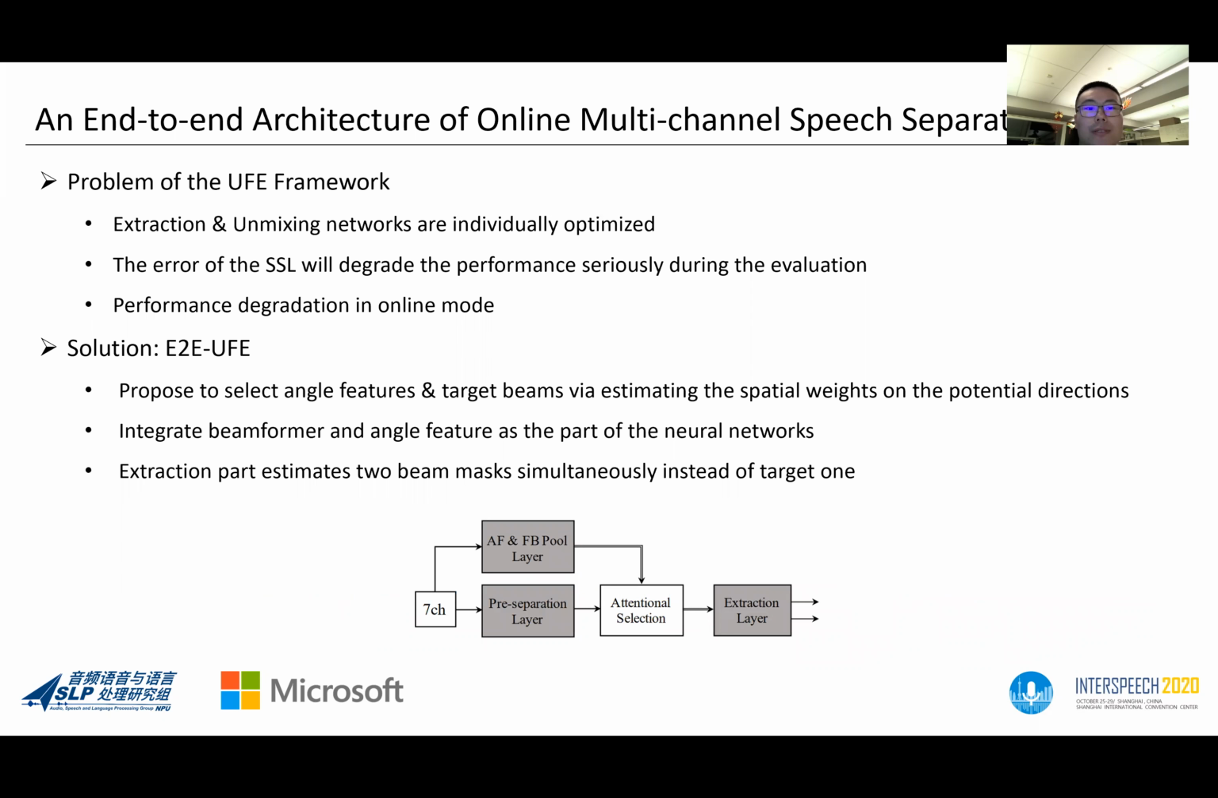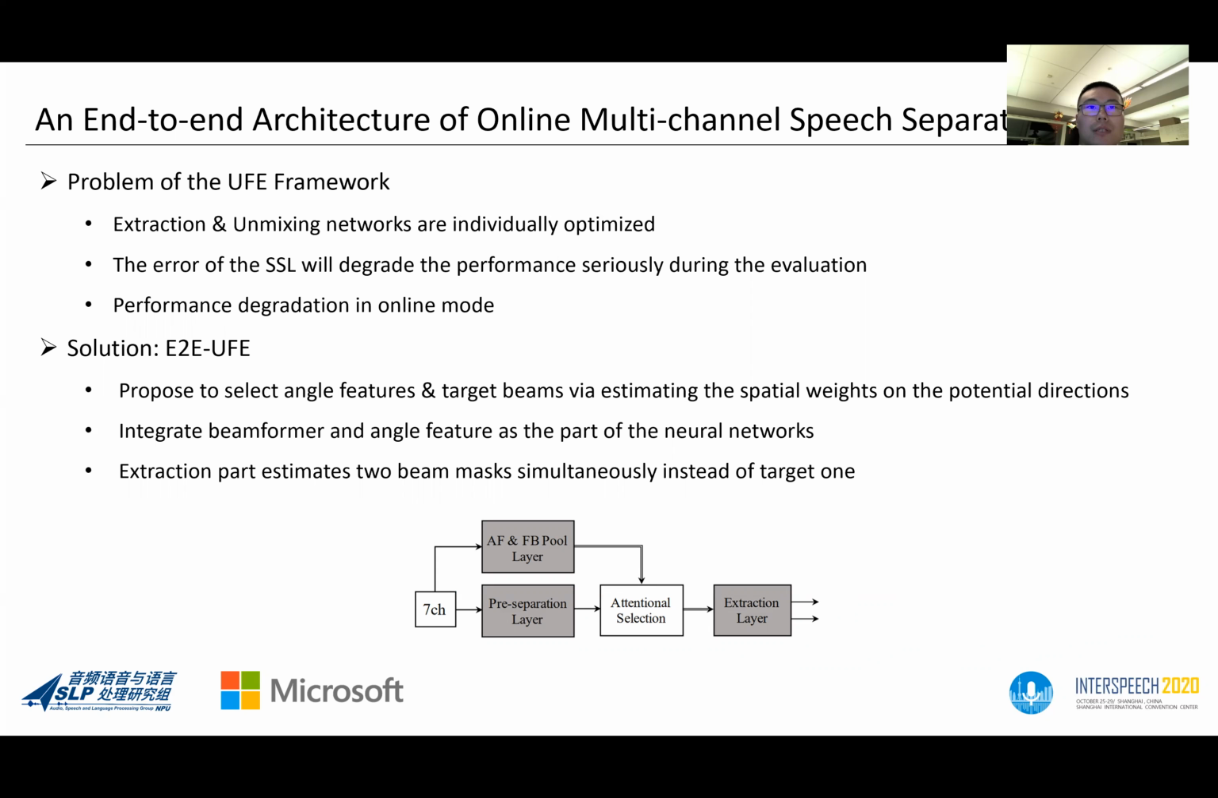In our experience, we found several problems in the current UFE framework. The error of the SSL will degrade the performance seriously in the evaluation stage, and we can observe obvious performance degradation in online situations due to the error propagation between each module. The extraction and the unmixing network cannot be jointly optimized as the SSL is a non-differentiable operation. So we proposed the E2E UFE structure to overcome these drawbacks.